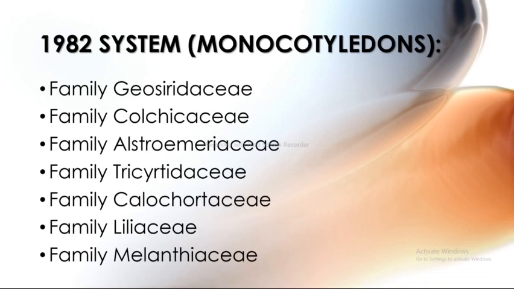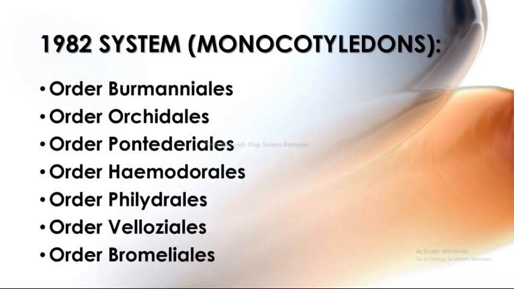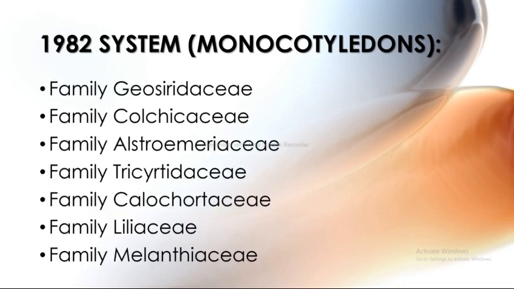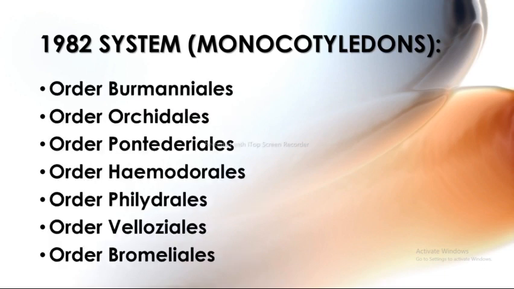Geosridaceae, Colchicaceae, Alistromeriaceae, Tricertidaceae, Calochortaceae, Liliaceae, and Milentiaceae. Next order is Bermaniales, and this Bermaniales and others are order Orchideales, order Pontidariales, order Hemodorales, order Philidreales, order Veloziales, and order Bromeliales.